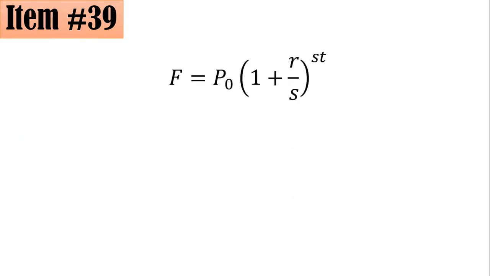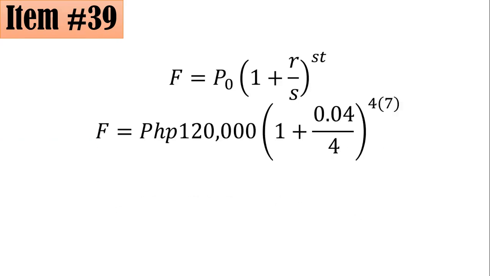Okay. So by substitution again to the same formula, we will get 120,000 pesos multiplied by 1 plus your interest rate, which is 0.04. And since it's quarterly, S should be substituted by 4. And you also have an S in the numerator. That's why you will have 4 multiplied by the time, which is 7 years.